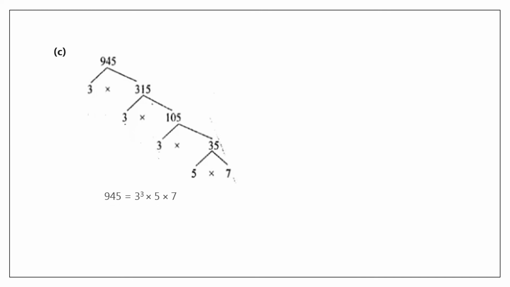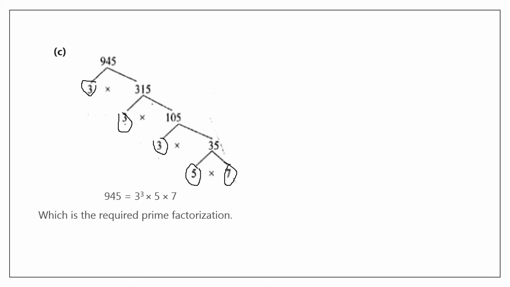Therefore 945 is equal to 3 3s are there, 1 2 3, that's why 3 cube. Only 1 5 is there, 5 power 1, and only 1 7 is there, 7 power 1. Therefore 945 we can write as 3 cube into 5 into 7. This is prime factorization, all are prime numbers only. That's why which is the required prime factorization.